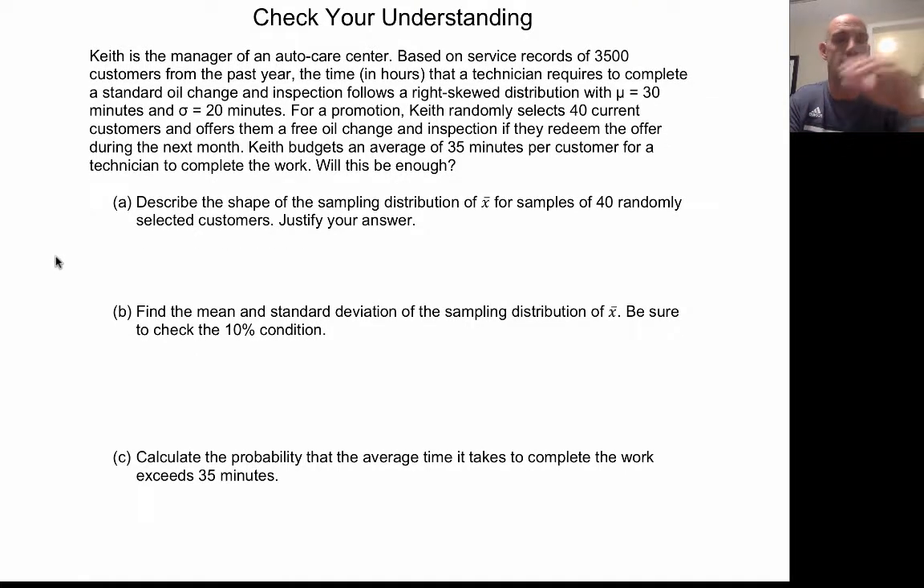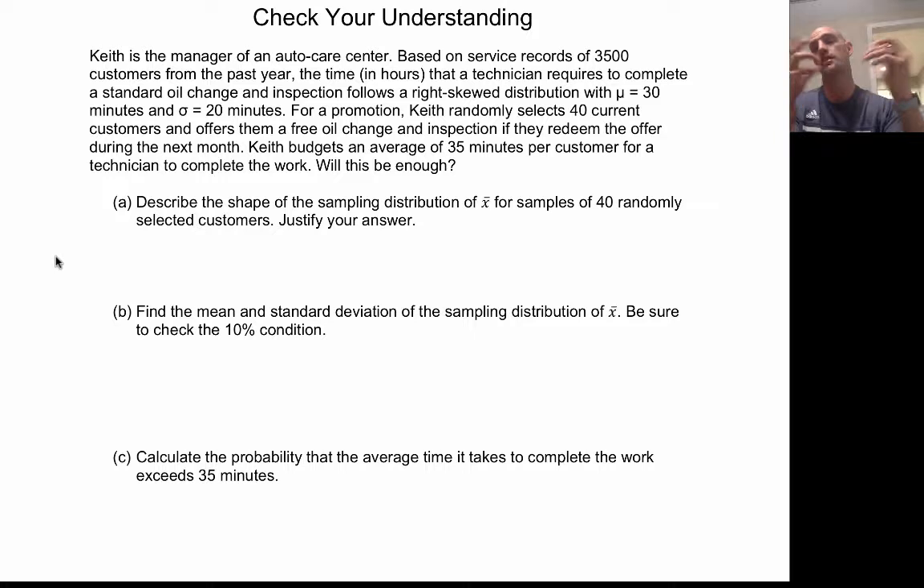So let's talk about Keith. He's a manager of an auto care center. Based on service records of 3,500 customers from the past year, the time in hours that a technician requires to complete a standard oil change and inspection follows a right-skewed distribution with a mean of 30 minutes and a standard deviation of 20 minutes. For a promotion, Keith randomly selects 40 current customers and offers them a free oil change and inspection if they redeem the offer during the next month. Keith budgets an average of 35 minutes per customer for a technician to complete the work.